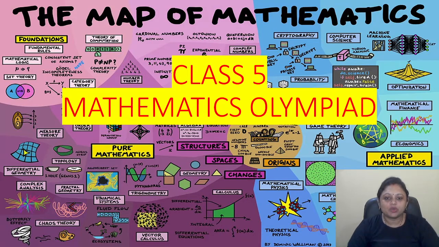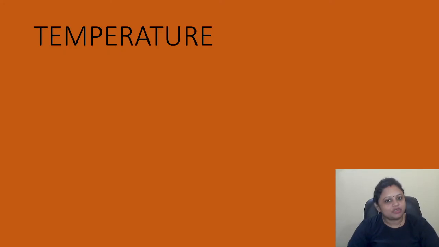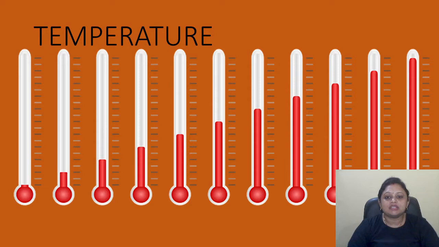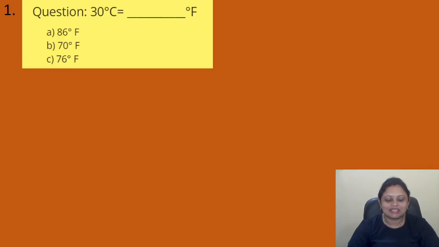So today we are going to read for class 5 Mathematics Olympiad. And in class 5 Mathematics Olympiad, which chapter are we going to read? We are going to start a new chapter, that is temperature. Okay, so are you all ready for it? Yes, so let's get started.